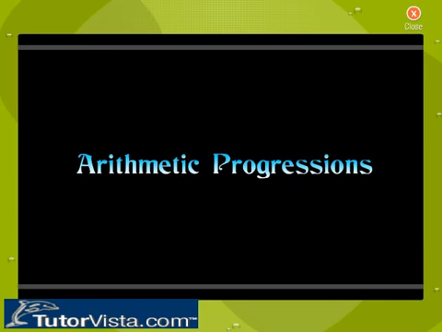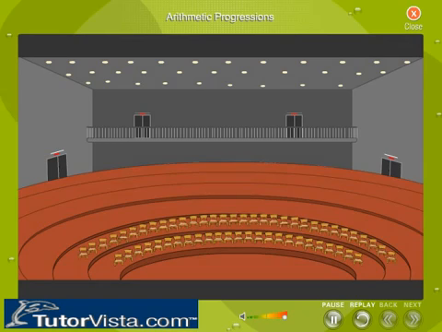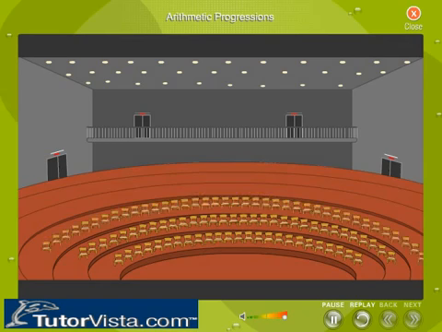Arithmetic progressions. You can see a part of an auditorium. The first row has 25 seats. The second row has 7 more seats than the first row. The number of seats in each succeeding row increases by a fixed number 7.